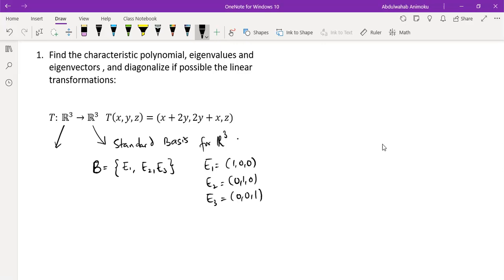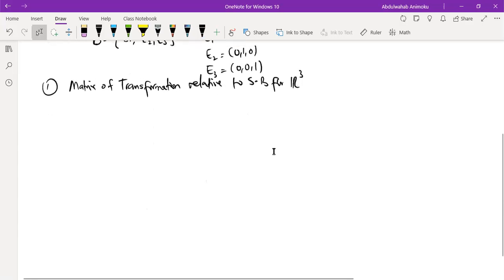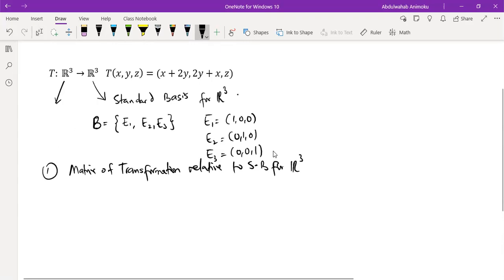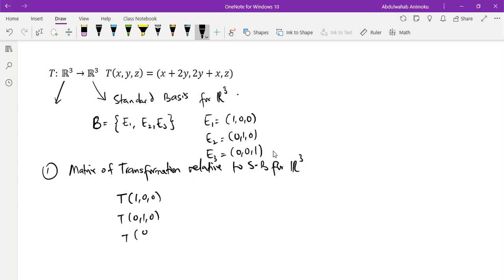The first step in this process is to find the matrix of transformation relative to the standard basis for R cube. This standard basis is for both the domain and the range of this transformation. So let's just go ahead and do that. How do we do this? We first of all find the transformation of these vectors in the basis. So we need to find this first.